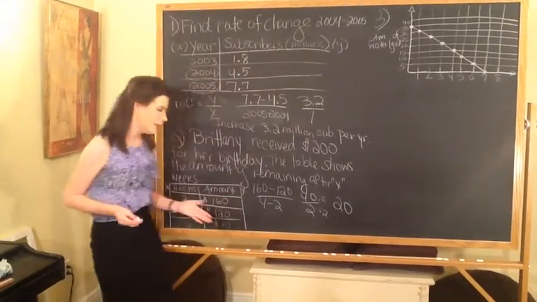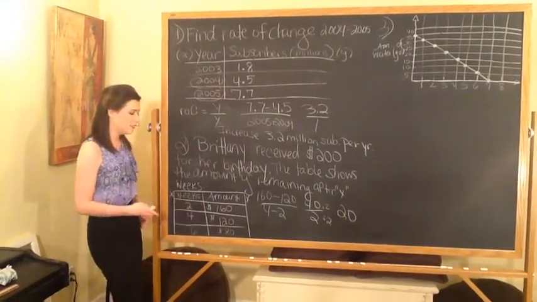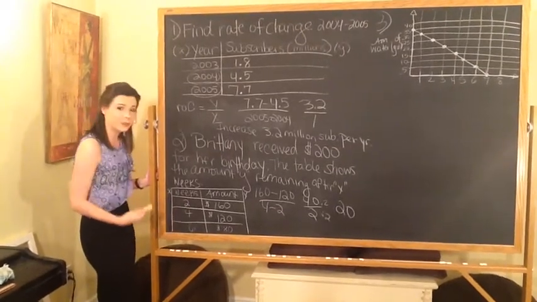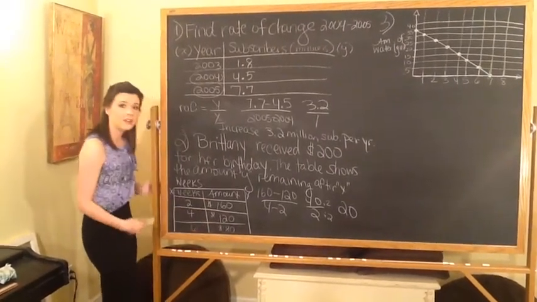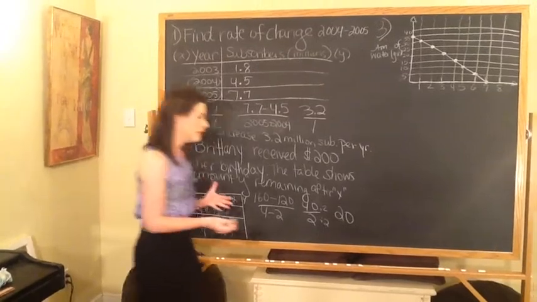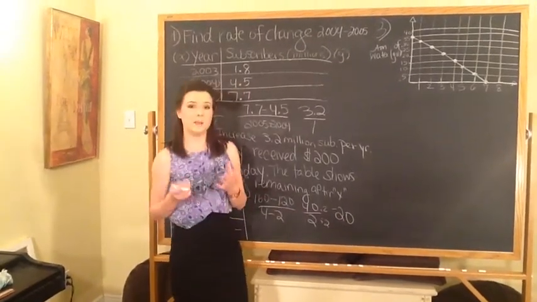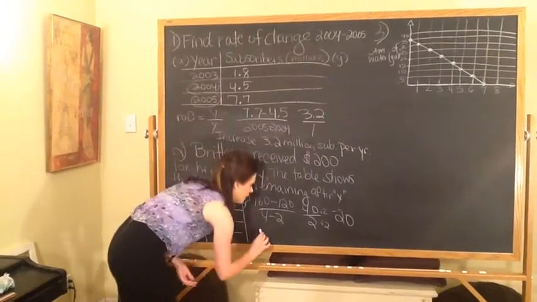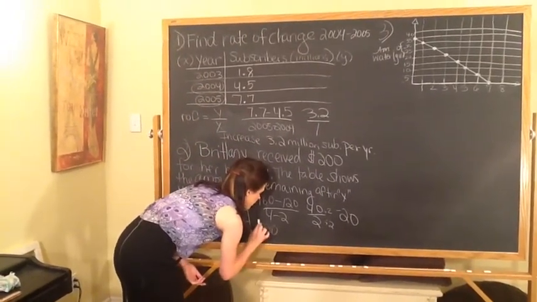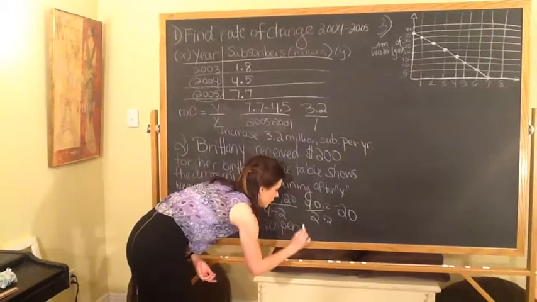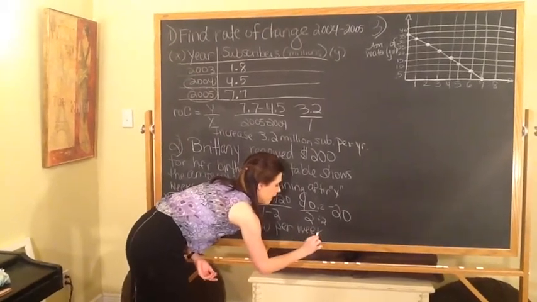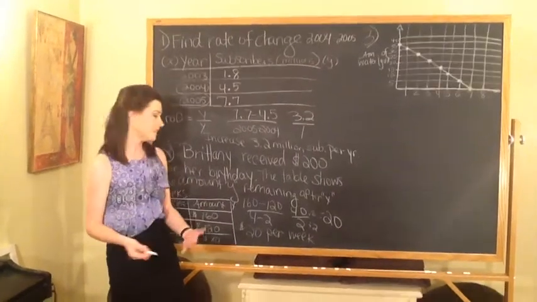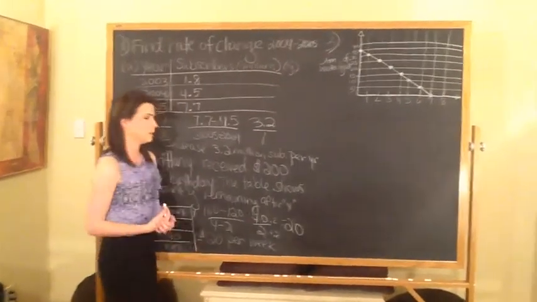So what does that mean? First of all, we need to look to see if we're increasing or decreasing over time. So as our weeks increase, we are decreasing. So that means that our slope is going to be negative. So that means basically each week, she is going down $20. So she is spending $20 a week. $20 per week. And it will be a negative 20 because we're taking away after each week. So it's not positive, it's negative. So negative $20 per week.